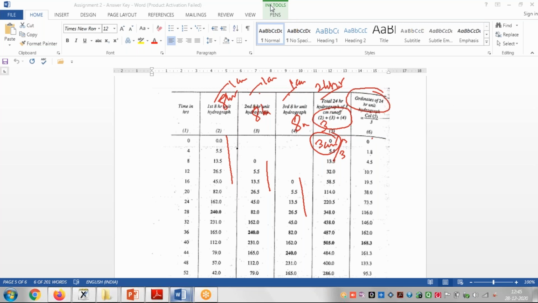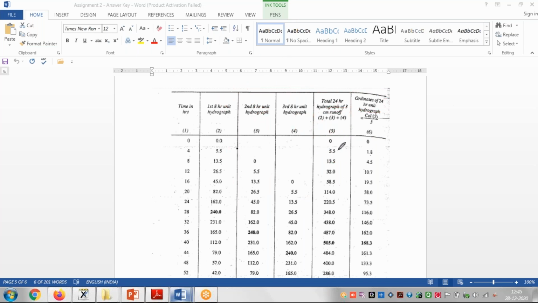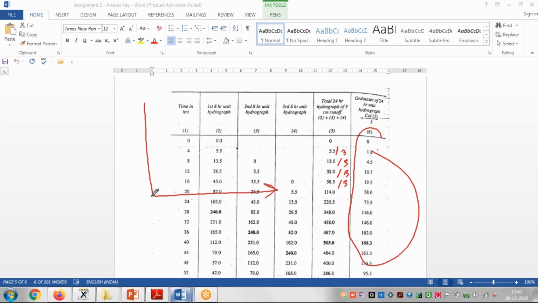So here you will see 0 divided by 3 is 0, then 5.5 divided by 3, then 13.5 divided by 3, then 32 divided by 3, then 58 and so on. Likewise, everything is divided. Now you will get these ordinates. When you draw these ordinates on the y-axis and time on the x-axis, you will get the graph. And this graph will be the 24-hour unit hydrograph because of 1 centimeter of rainfall.